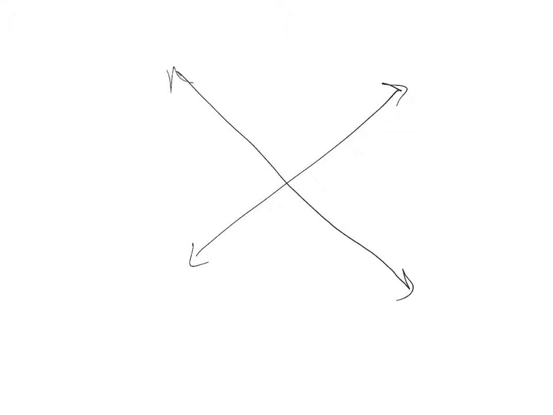We also have something called vertical angles, which look like this. Vertical angles always exist where we have these two straight lines crossing each other. We call these vertical angles.